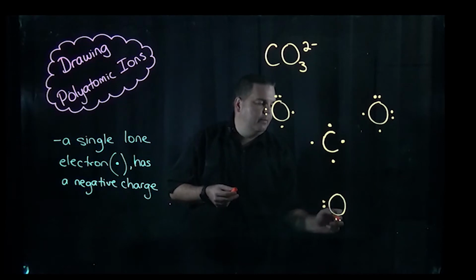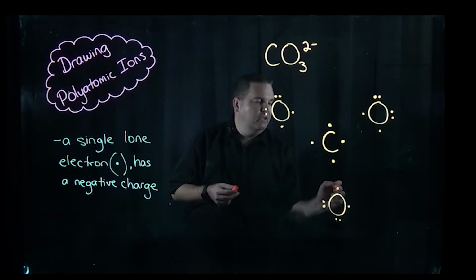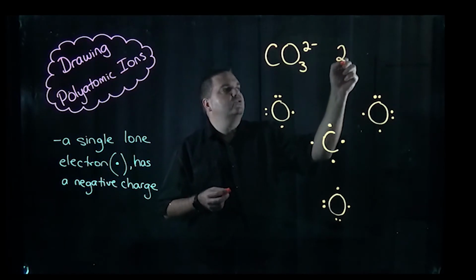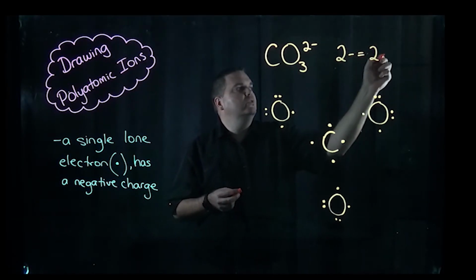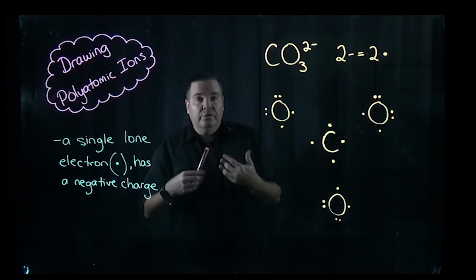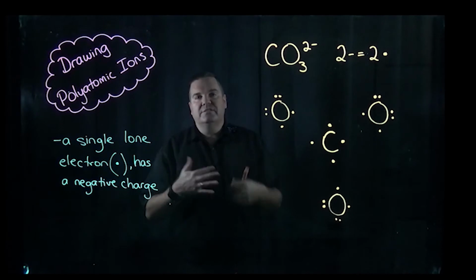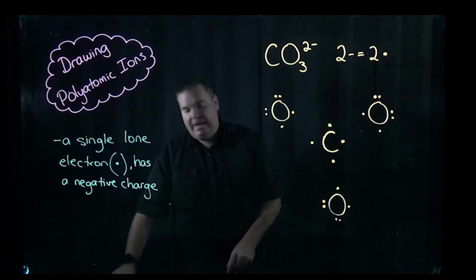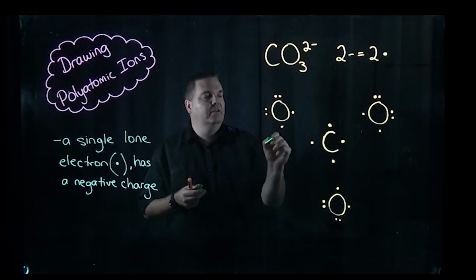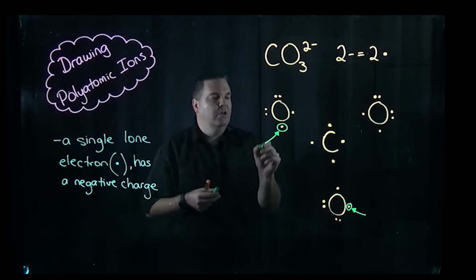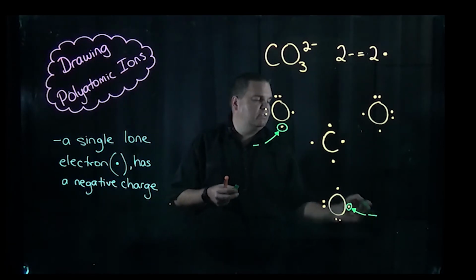But before you start bonding things together, you need to take into account the fact that this has a 2 negative charge. A 2 negative charge is going to equal 2 individual lone dots. Those lone electrons need to be on different atoms. So I'm going to choose a lone electron off this oxygen, and another one off this oxygen. That gives us a negative charge on each.